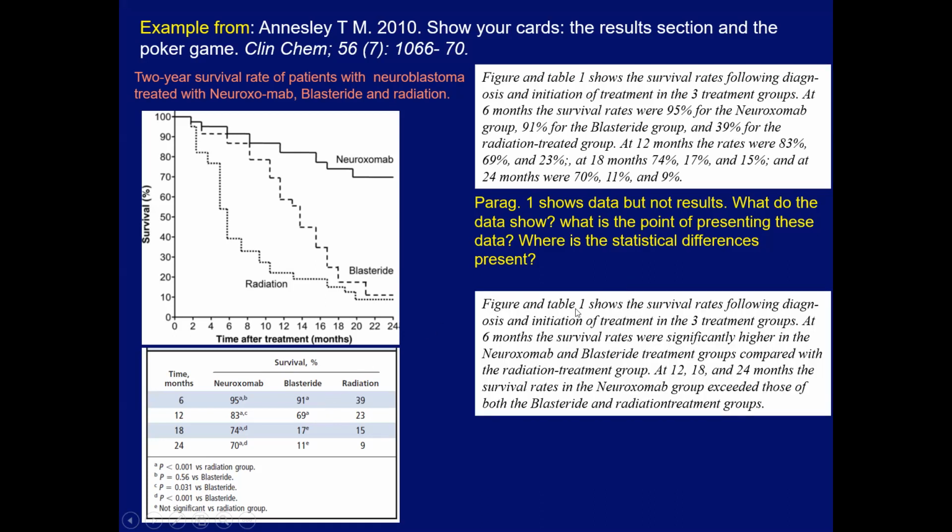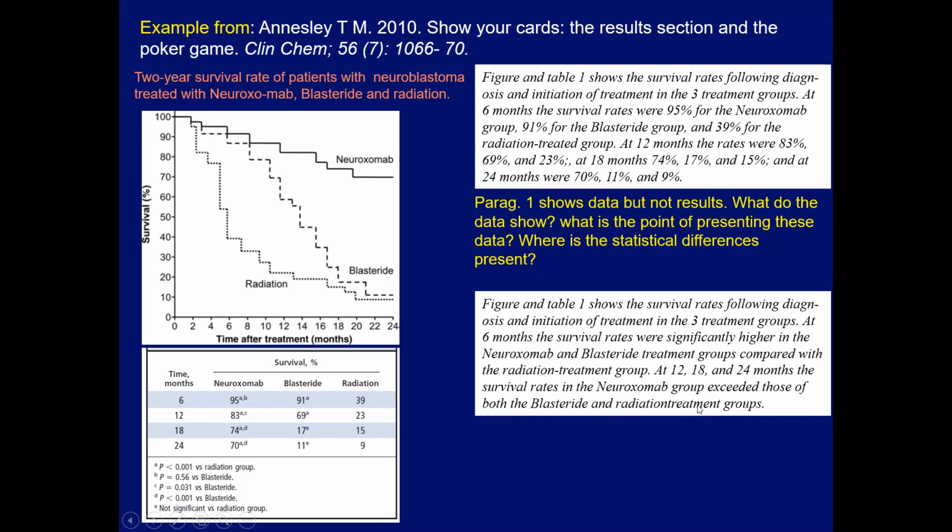It shows the difference between 3 groups, as we said, in the survival and the time after treatment. The figure and table show the survival rate following the diagnosis and initiation of treatment in the 3 treatment groups. At 6 months, the survival rate was significantly higher. Just focus on this term. At 6 months, the survival rate was significantly higher in the neuroxumab and plastide groups compared with the radiation treatment group. At 12, 18, and 24 months, the survival rates in the neuroxumab group exceeded those of both the plastide and radiation treatment groups.